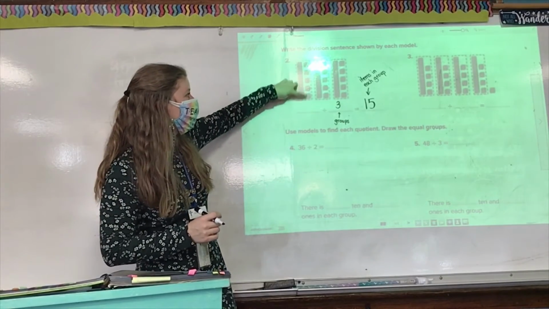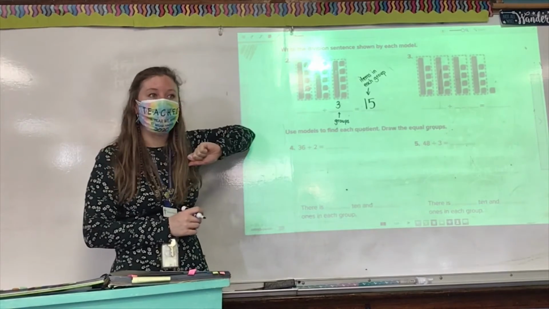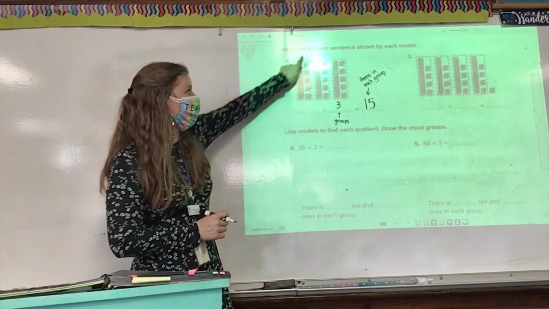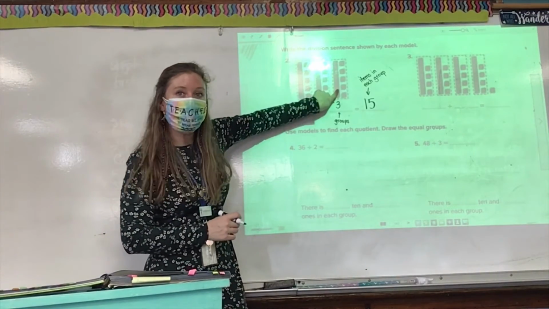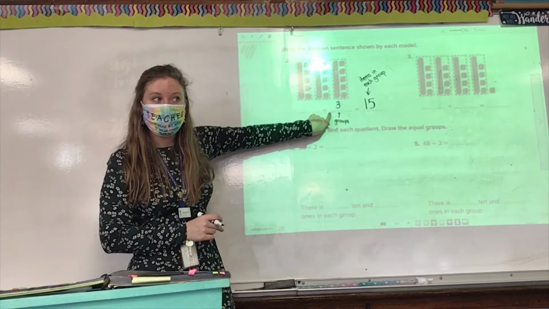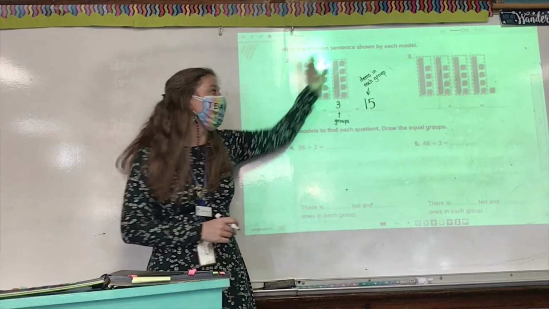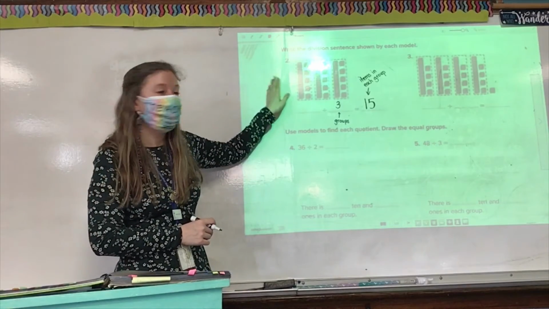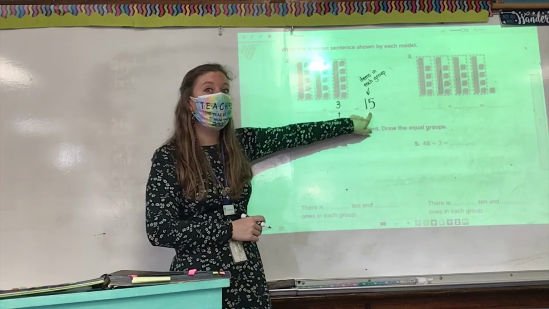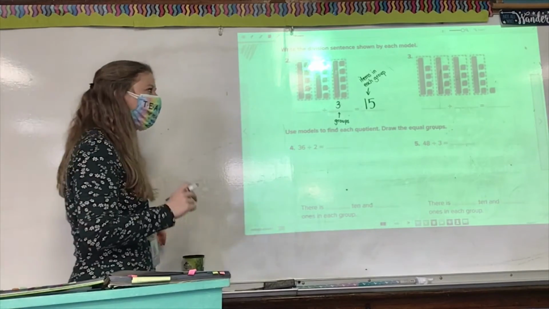Victoria told us there was 1 10 rod, 5 ones cubes. That means there's 15 in each group. The divisor is the number of groups. Michaela told us there were 1, 2, 3 groups. So that means our divisor is 3. The dividend is the total number of items all together. The total number of items, not the number of items in each group. We're looking at the items in all the groups and putting them together.